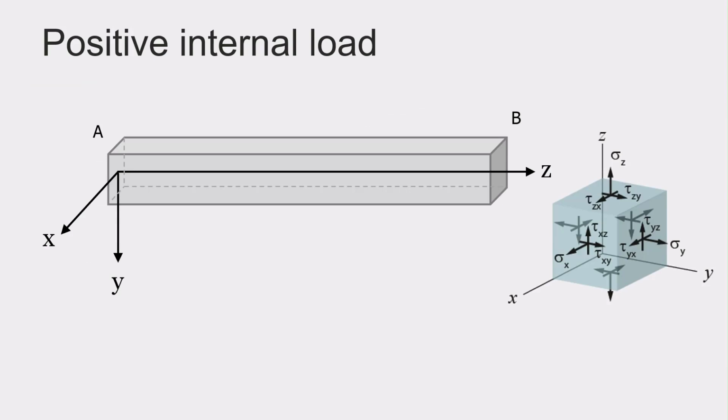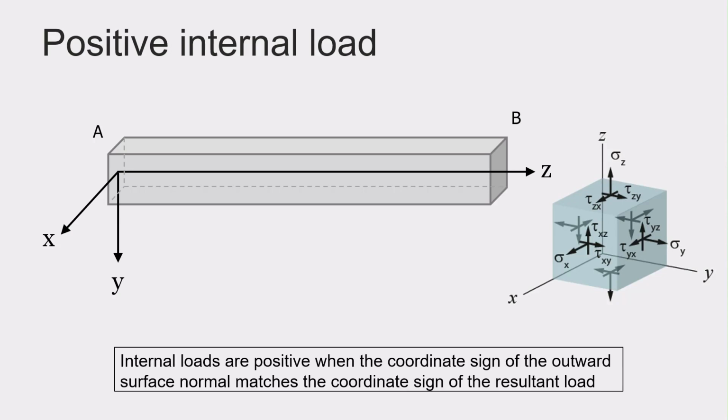And for this we used this three-dimensional cube. And we said that the stress was positive if the direction of the stress and the outward normal were both in the positive or negative direction. The same holds for the internal loads. They are positive when the coordinate sign of the outward surface normal matches the coordinate sign of the resultant load. In other words, when they are both positive or both negative, the internal load is considered to be positive.